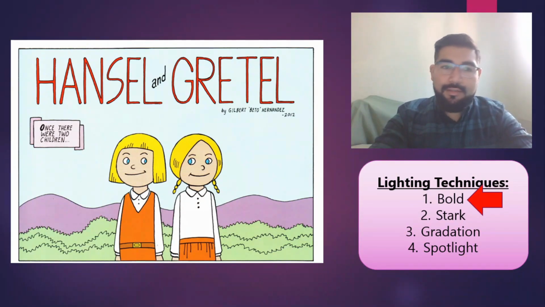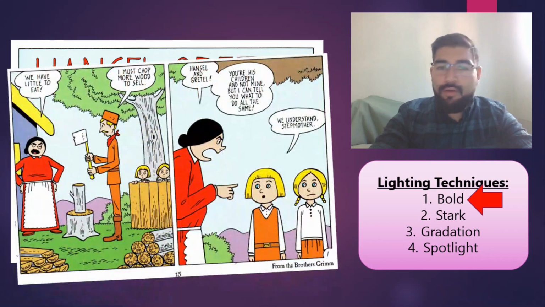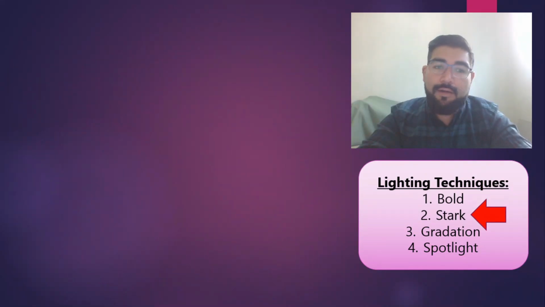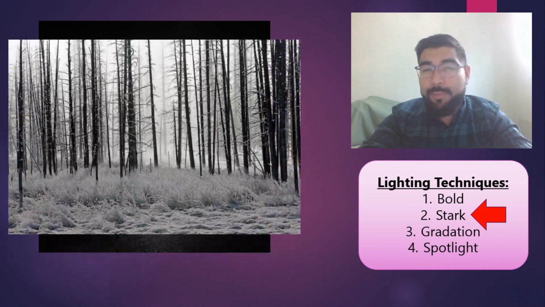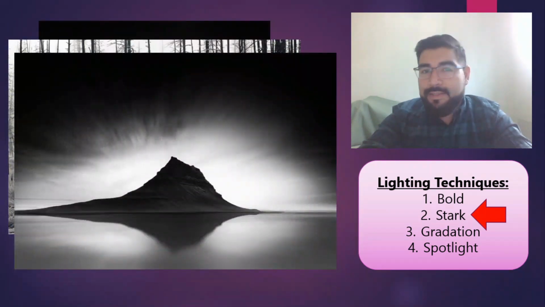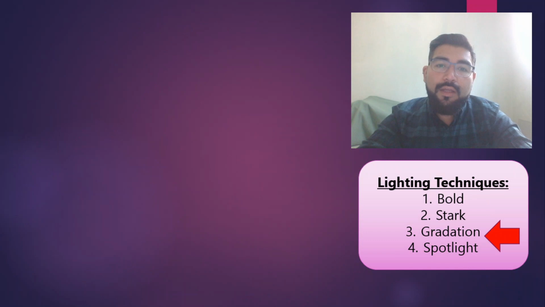You could see in the picture of Hansel and Gretel, they have very bold colors in their clothes or the hair, right? The next one is stark. Stark, as you can see in this image, means lots of dark and light, a lot of contrast, and maybe sharp angles, which may suggest mysterious.